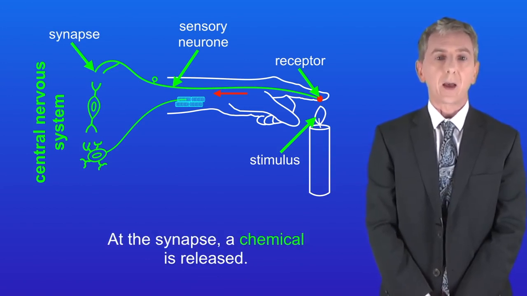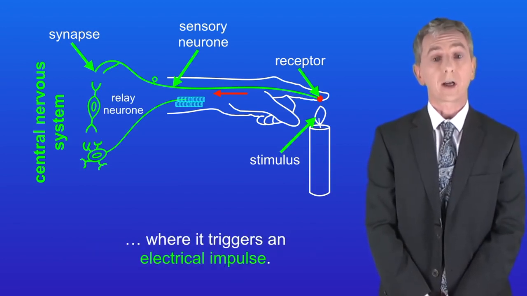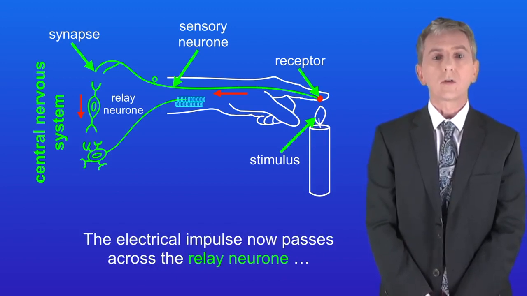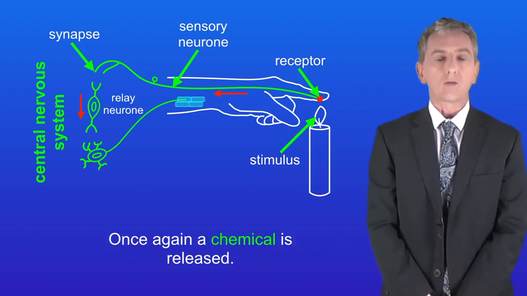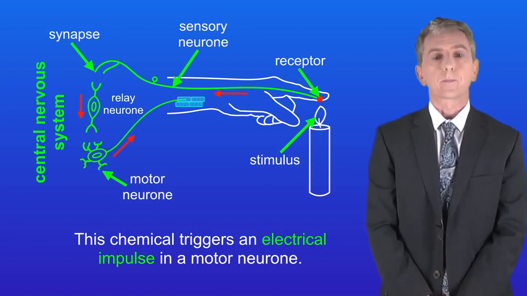At the synapse, a chemical is released, and this chemical now diffuses across to a relay neuron in the central nervous system, where it triggers an electrical impulse. The electrical impulse now passes across the relay neuron and reaches another synapse. Once again, a chemical is released. This chemical triggers an electrical impulse in a motor neuron.